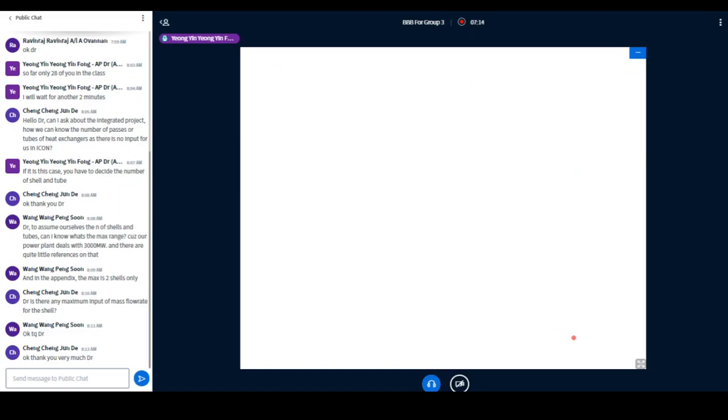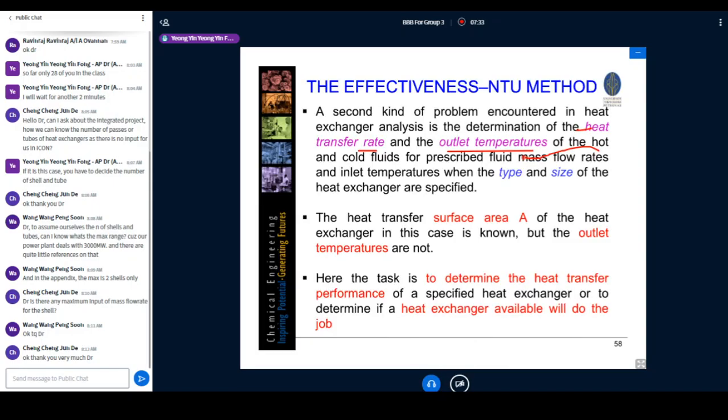A second kind of problem encountered in heat exchanger analysis is the determination of the heat transfer rate as well as the outlet temperatures of the hot and cold fluids for prescribed fluid mass flow rate, meaning that the mass flow rate of the fluid has to be known, as well as the inlet temperature. These are the two criteria. So mass flow rate and inlet temperature have to be there for the cold fluid and hot fluid. Then you need to analyze the heat transfer rate and outlet temperature by using the effectiveness NTU method. This is the general information on using the effectiveness NTU method.